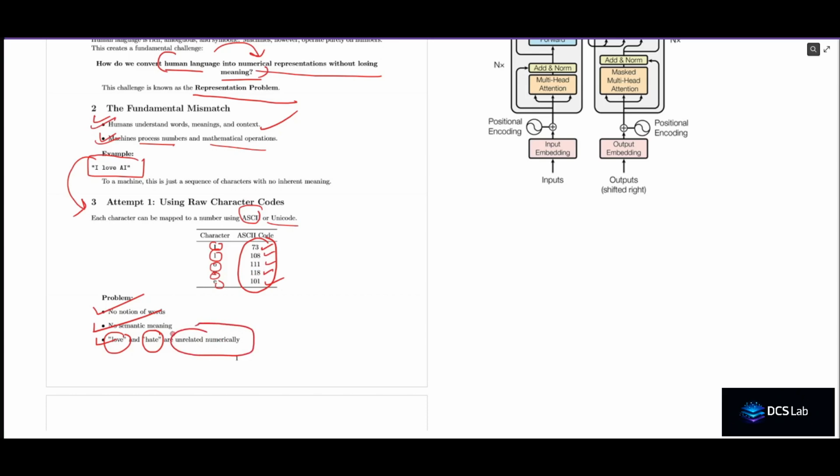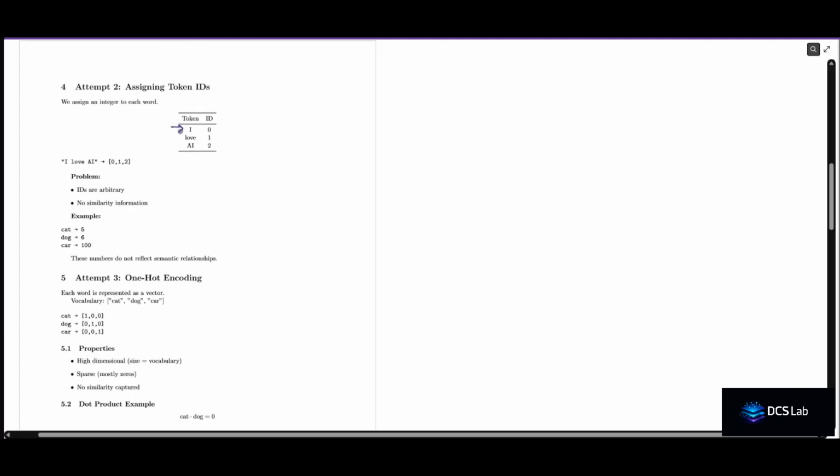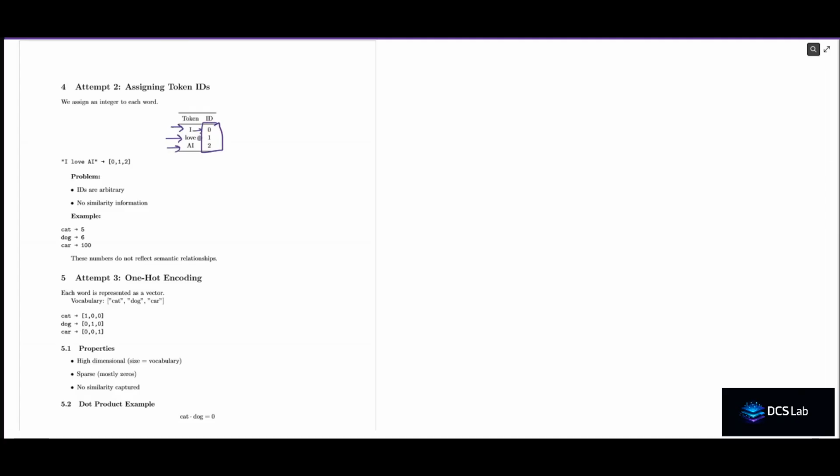They are basically unrelated in their numerical representation. Okay, so now let's see attempt two, where we assign token IDs to the tokens. This is the alternate approach. We assign token IDs to each of these tokens, which means we're just assigning a random ID to I, love, and AI. What is the problem with this? The problem is these IDs are completely arbitrary. There is no specific rule or mathematical foundation behind how you assign these IDs.